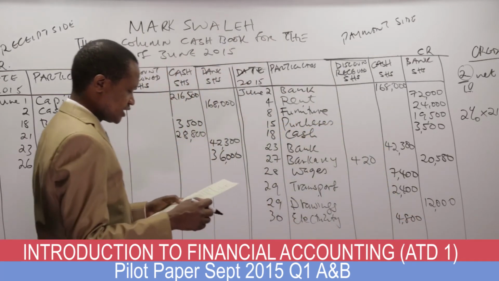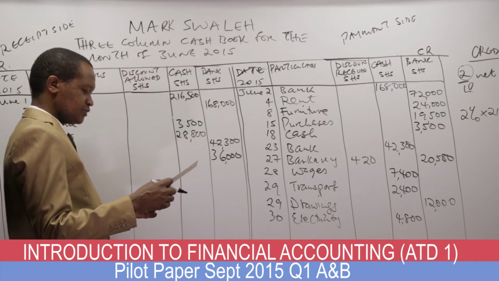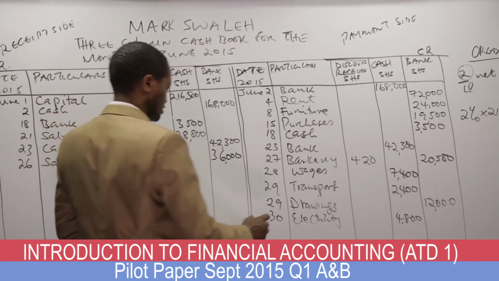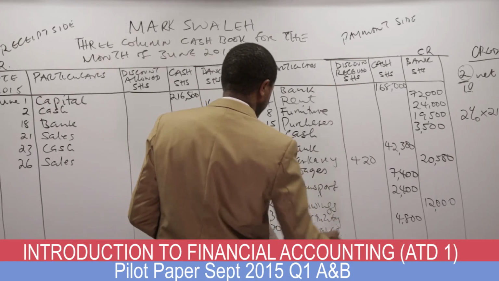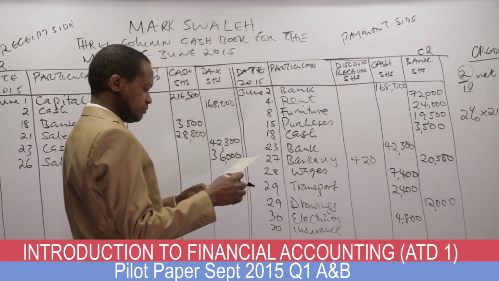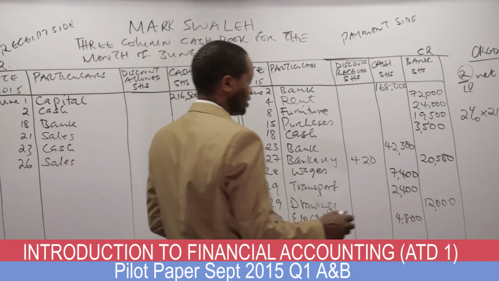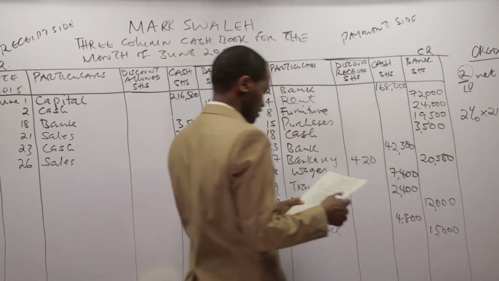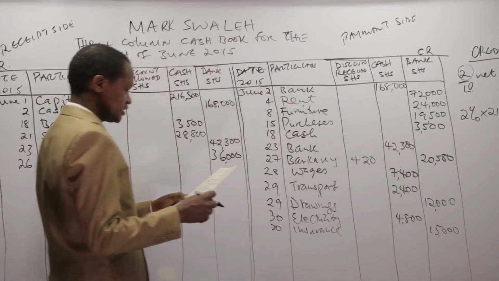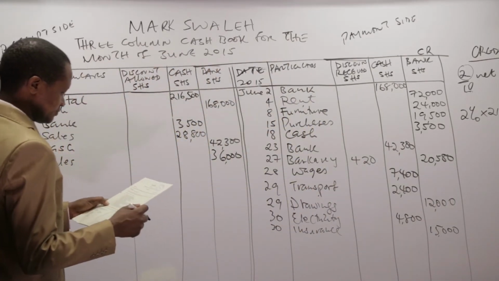Another transaction on 30th is a premium. This premium is by check. So insurance on 30th, the insurance is by check. Insurance payment, 15,000 check. We record under the bank column, 15,000. Then we also have on 30th received 13,800 cash.